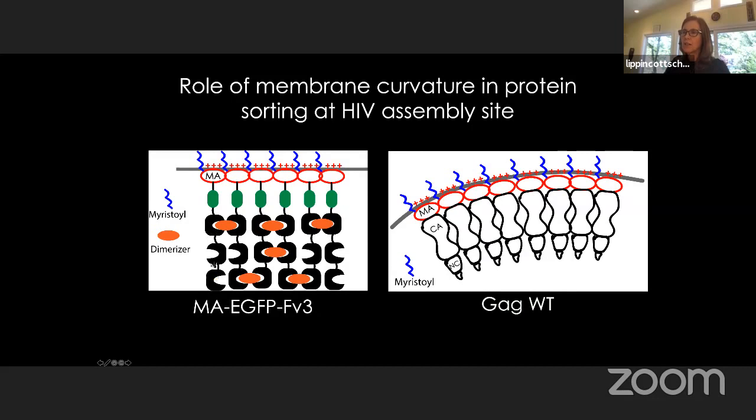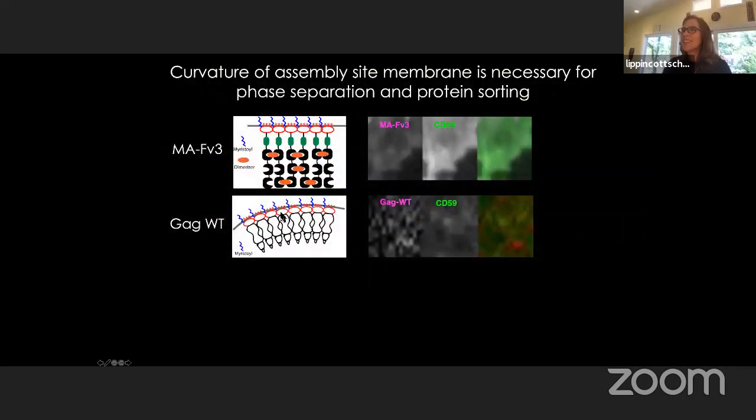Basically, we tag this dimerizing protein to the MA domain, then add the dimerizer to force these molecules to aggregate, to come together. And now we're going to ask, do we get phase partitioning of proteins when you don't have curvature? Because this thing does not curve. And what's incredible is you don't get CD59 sorting under these conditions. So here you can see that this artificial dimerizing, aggregating, oligomerizing protein forms structures on the plasma membrane.